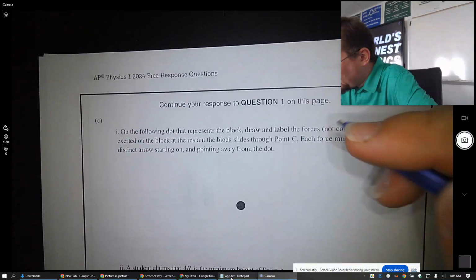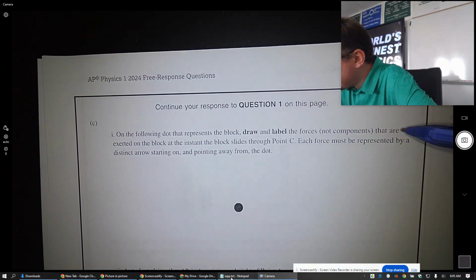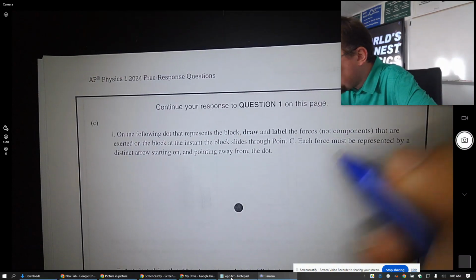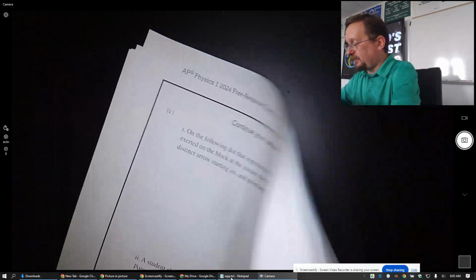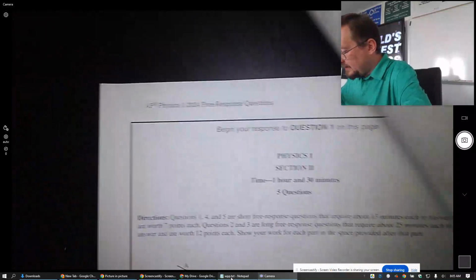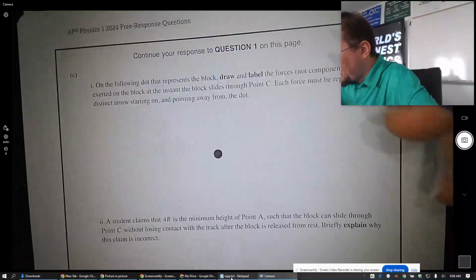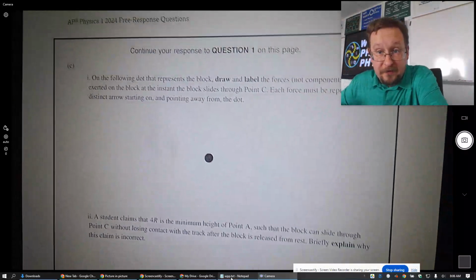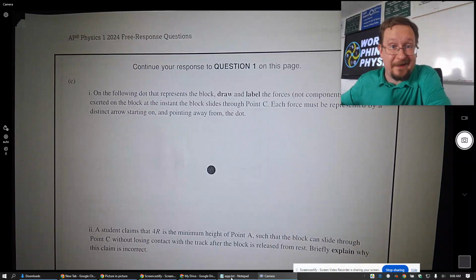On the following dot that represents the block, draw and label the forces that are exerted on the block when it slides past point C. Need to remember what point C is. Okay, right there. All right. So this is something that the new CED makes very clear.